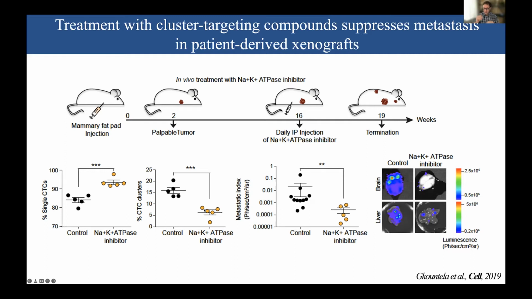You could see that fewer clusters, even though the total number of CTCs was the same, meant less metastasis. This is a log scale. So in linear scale, there would be on average at least 80-fold less metastasis in mice treated with sodium potassium ATPase inhibitors. And these are some pictures.